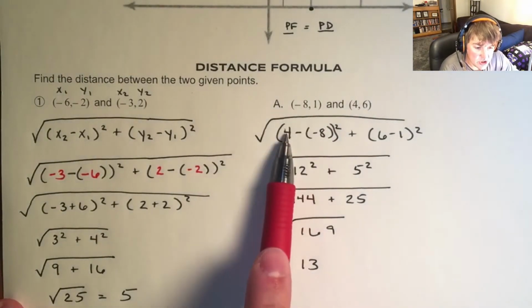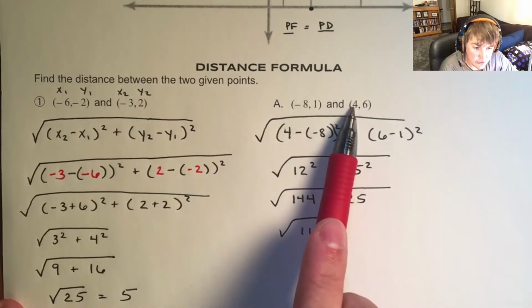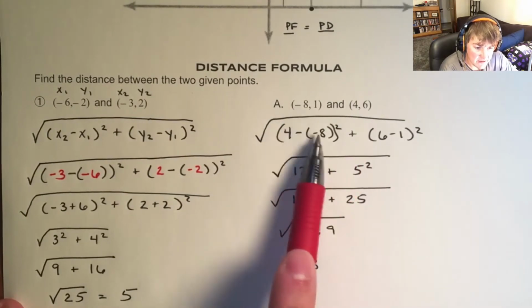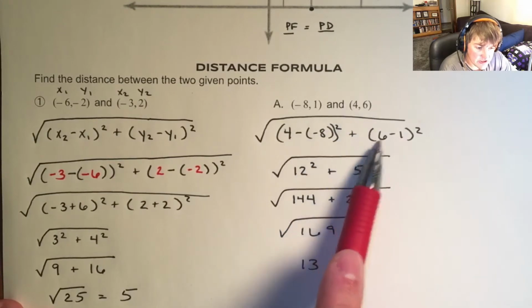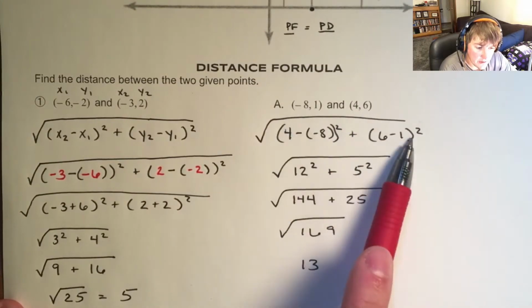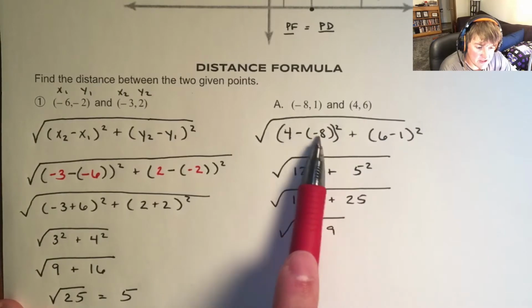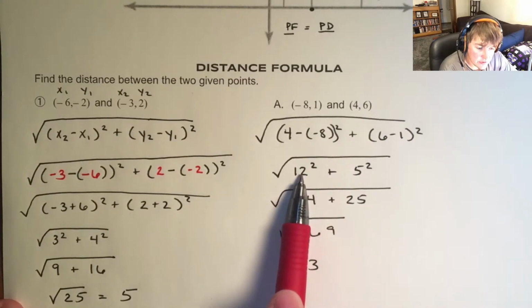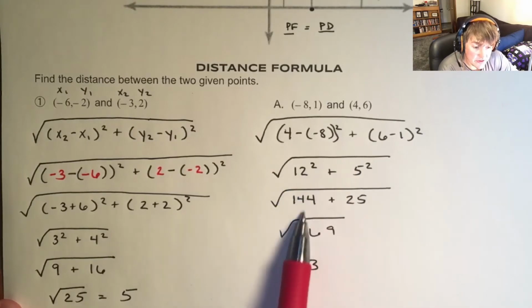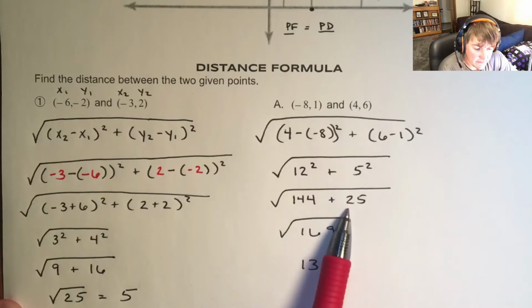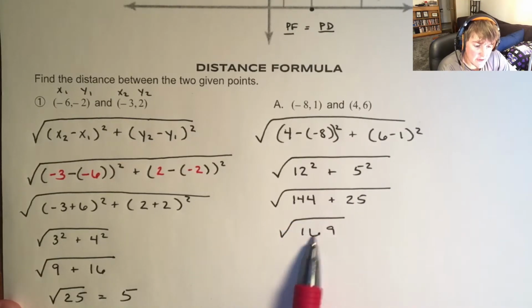x2 minus x1, so 4 minus negative 8, squared, plus y2 minus y1, so 6 minus 1, squared. 4 minus negative 8 is 12. 6 minus 1 is 5. 12 squared is 144. 5 squared is 25. 144 plus 25 is 169, and the square root of that is 13.